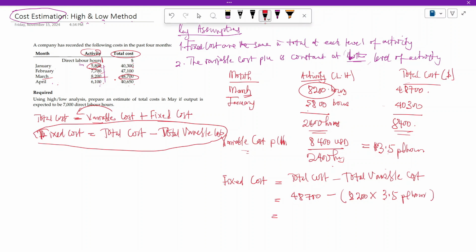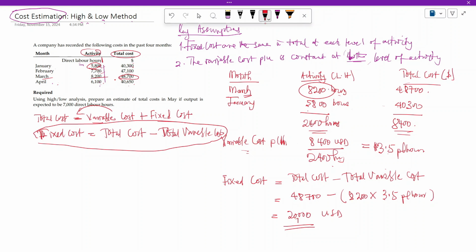Now, what this means is that if you have 48,700 minus 8,200 times 3.5, we are going to get 20,000 US dollars. So the fixed cost for the period is 20,000. So now let's go to the question and solve it.